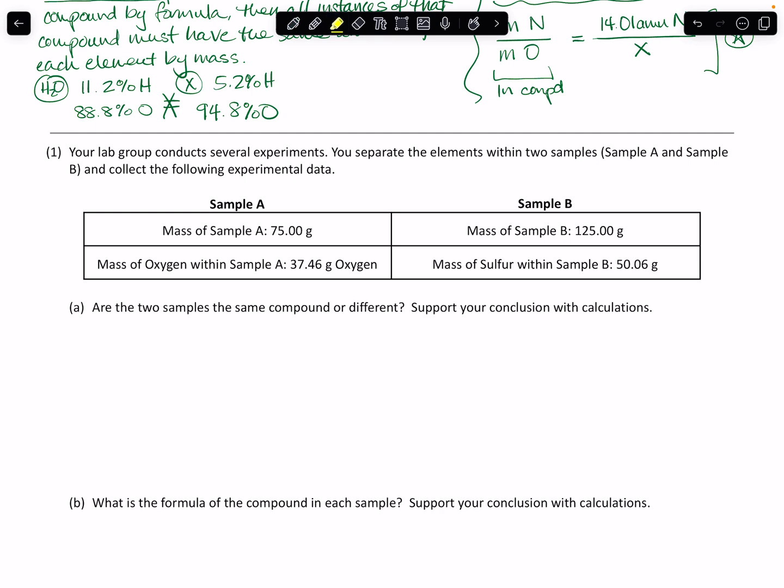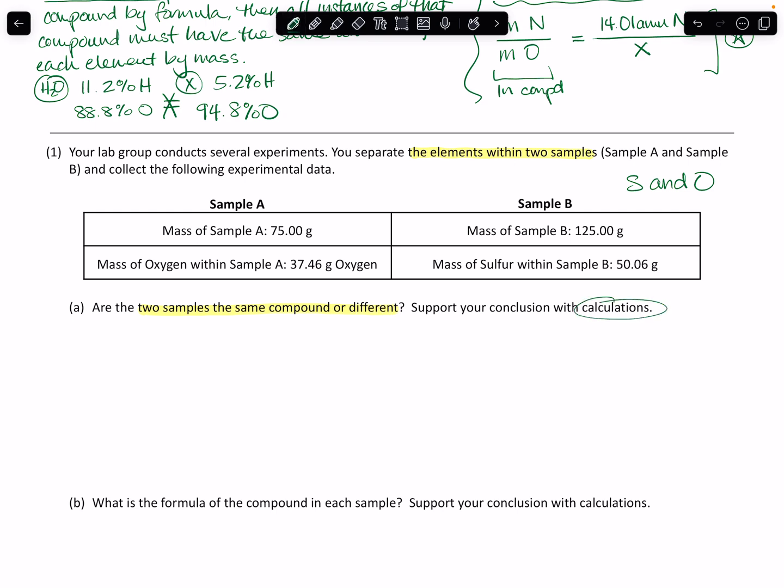All right, so our lab group conducts several experiments where we separate the elements within 2 samples, A and B, and collect the below experimental data. So we have sample A, we've got the mass of the sample and the mass of the oxygen within that sample. And then for sample B, we have the mass of the sample and then the mass of sulfur within that sample. So we're dealing with compounds that contain sulfur and oxygen. Are the 2 samples of the compound the same or different? Support your conclusions with a calculation.